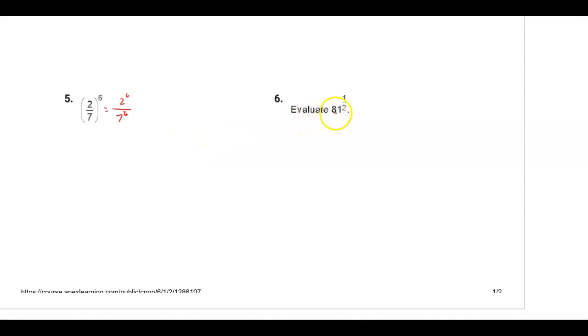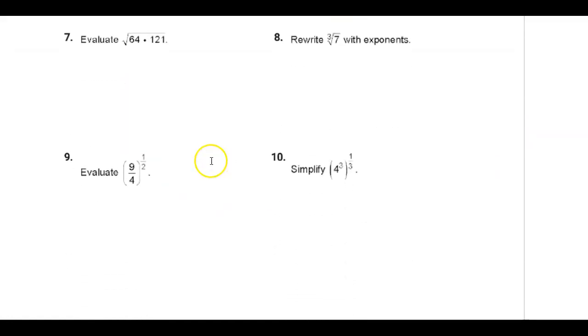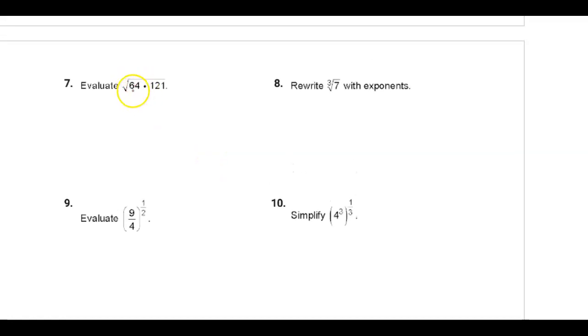And the last one, if I evaluate 81 to the 1/2 power, that's the same thing as the square root of 81, and the square root of 81 is just 9. So here, the square root of 64 times 121 is the same as the square root of 64 times the square root of 121. Now if I look at that, is there a number to the second power that gives me 64? Yeah, 8. What number to the second power gives me 121? 11. 8 times 11 is 88.